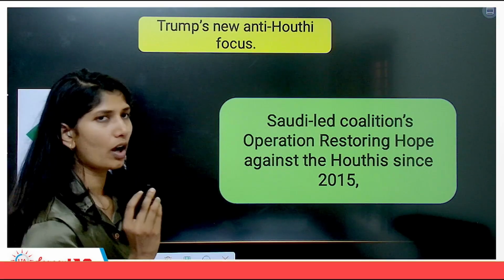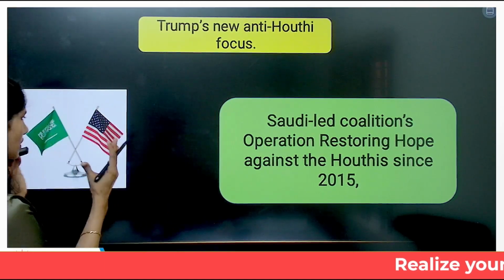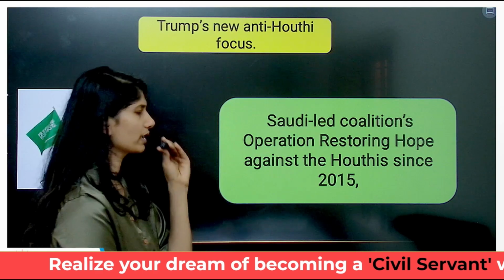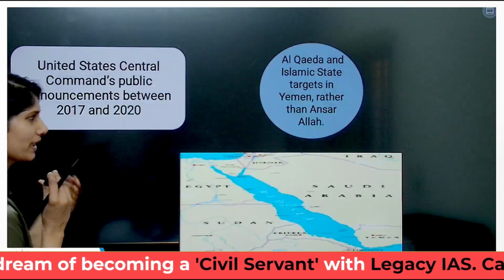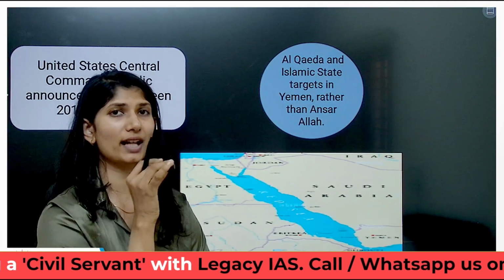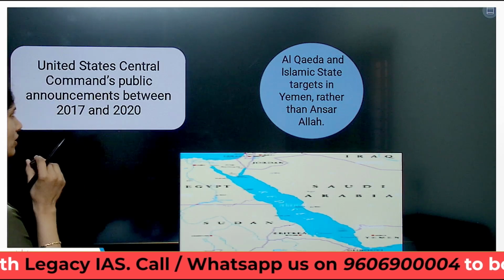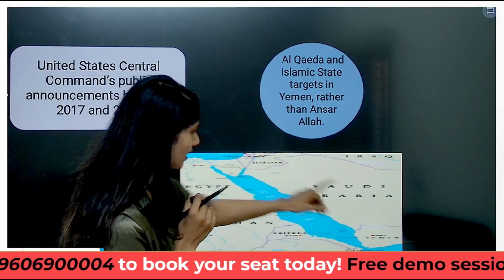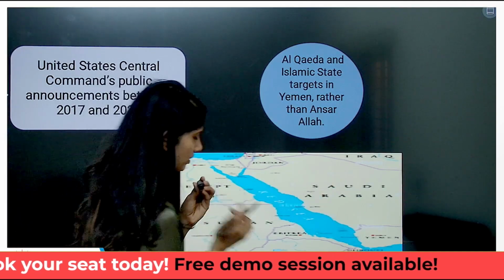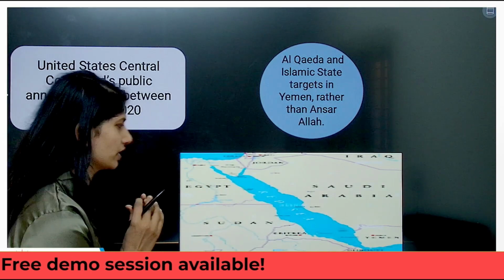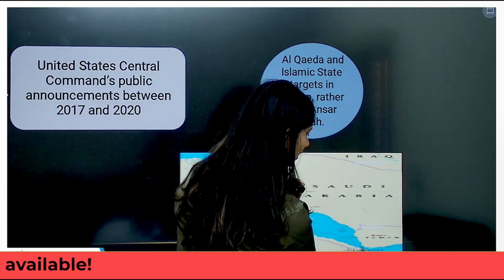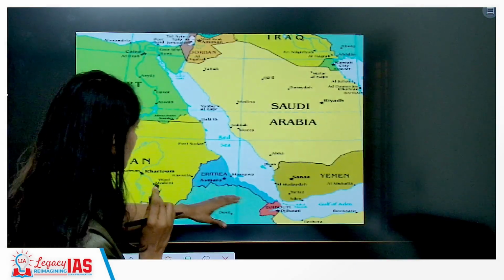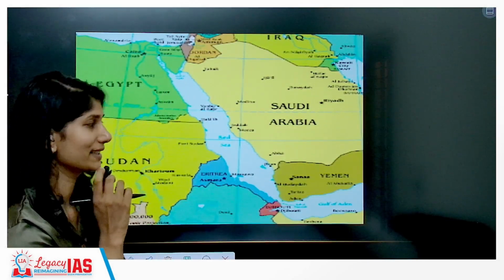So Trump's new anti-Houthi focus is again with a strong coalition with Saudi Arabia. The US has always backed Saudi Arabia in Operation Restoring Hope, but they are still not able to bring the region under peace. And first and foremost, the Houthis were not the prime targets even in the first phase, that is, in the first term of US President Donald Trump. Now, in this Red Sea region, look at this: Yemen, Saudi Arabia. This is the port which is under the control of the Houthis. You see how small this region is? This is where the trade and the shipping is getting disrupted.